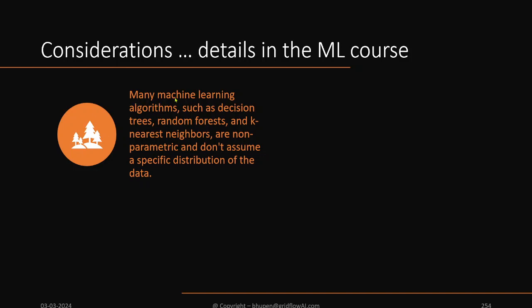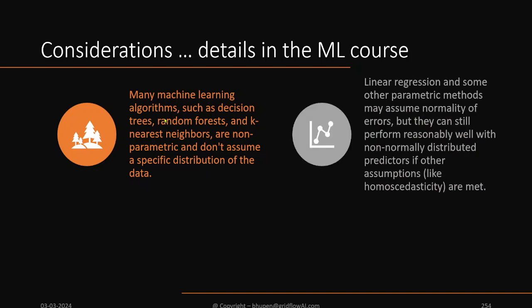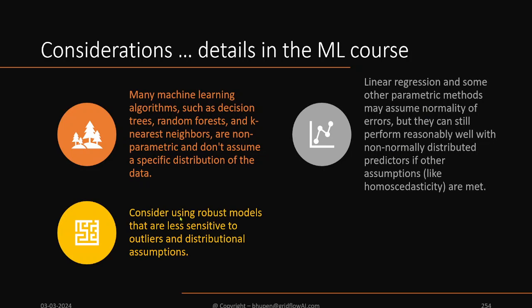So the considerations are many machine learning models like decision trees, random forest, nearest neighbor, Bayes, they are non-parametric, means they are not dependent on standard deviation, mean, and all that. They don't assume any specific distribution. So for those models, we don't need to worry too much about normally distributed or non-normally distributed. But if we are using something like linear regression and so on and so forth, that requires the data to be normally distributed.